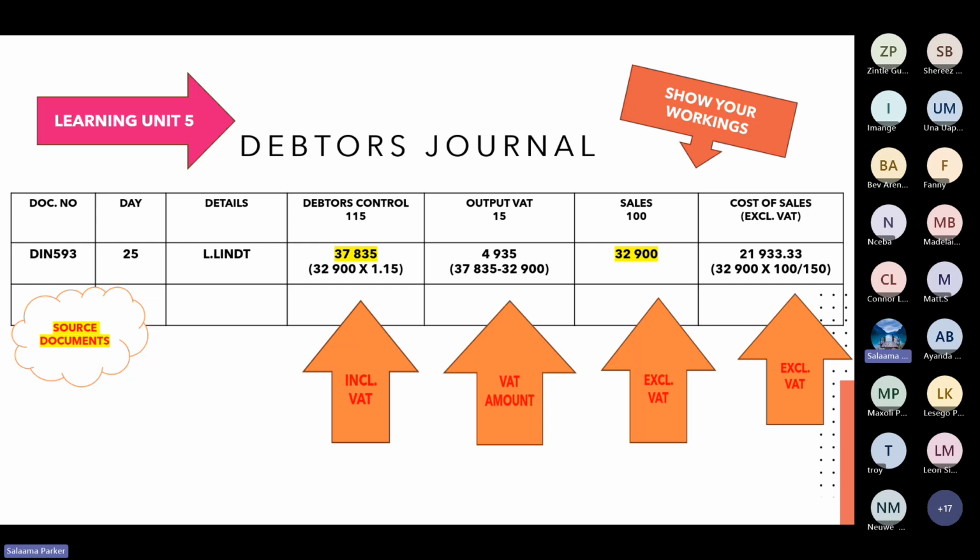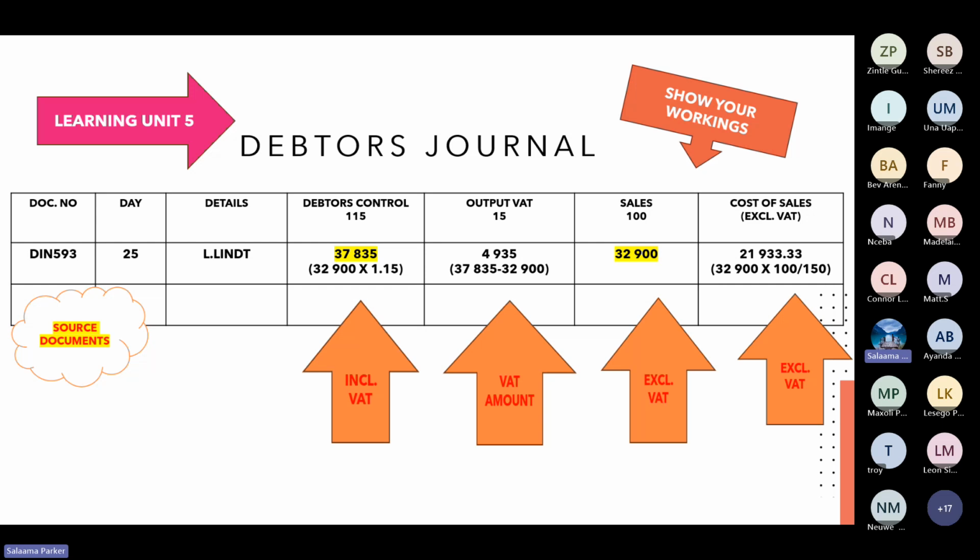And then how do I get to my VAT amount? My inclusive minus the exclusive. Okay, and then again, just to calculate the cost of sales, it's on the exclusive sales amount.